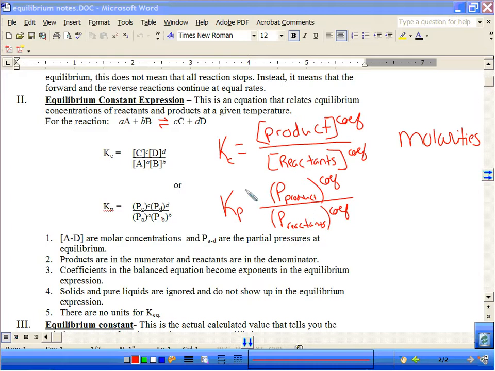Now you would use these for gases, and so these are always going to be measured in atmospheres. Maybe kPa, but for the most part they're measured in atmospheres. So molarities are the brackets, the little p's are going to be atmospheres.